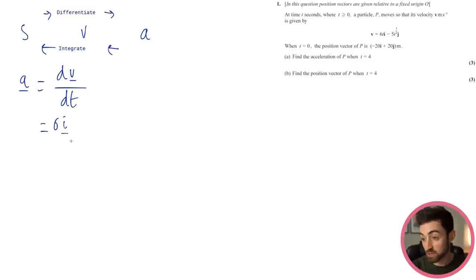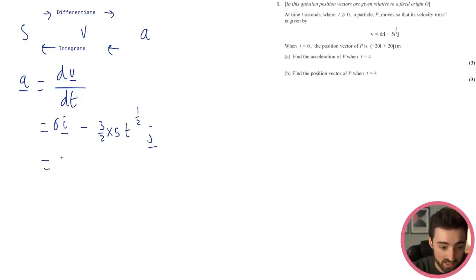And then for the j part, I'm going to bring this 3 over 2 to the front. So I'm going to get minus 3 over 2 times 5, and then t, taking 1 from the power. So 3 over 2 minus 1 is a half, lots of j. Let's clean it up a bit. You can't do much, but we can at least get this into one number. So I'm just going to multiply the top here, and that's going to be 15 over 2.